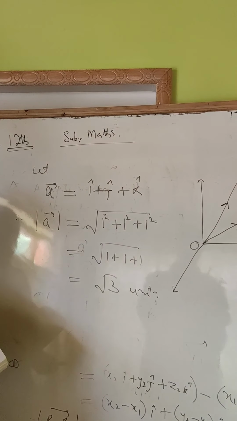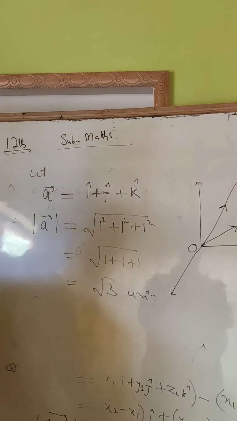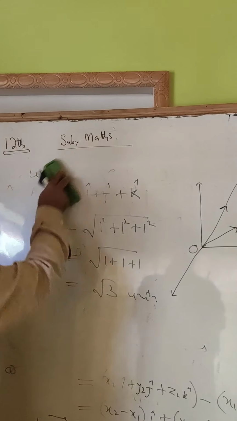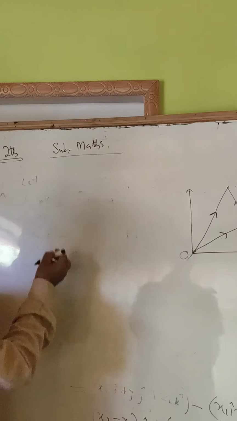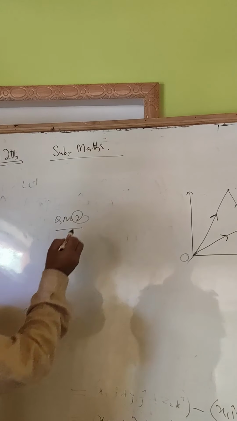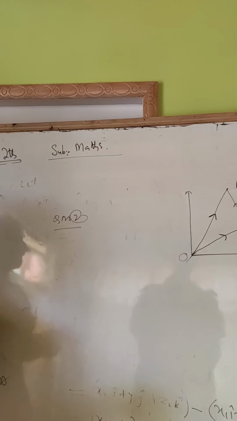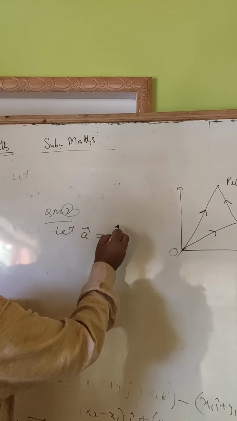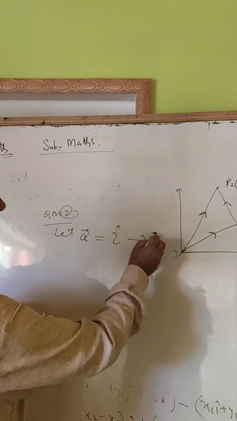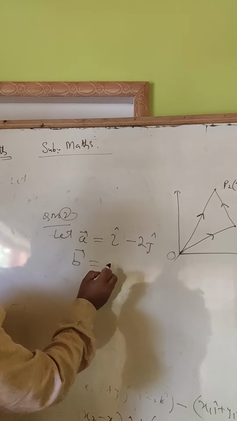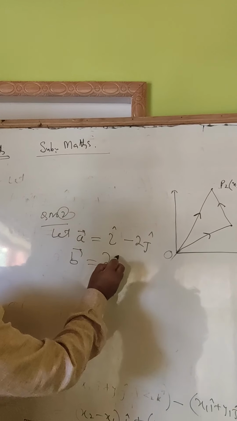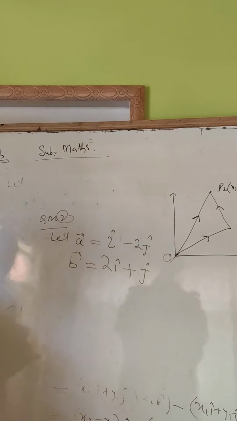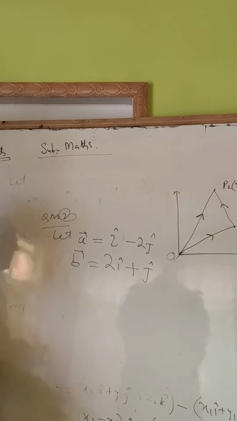Question number 2: write two different vectors having same magnitude. Two different vectors but same magnitude. Let A vector is equal to i vector minus 2j vector. B vector is equal to 2i plus j. These are two different vectors because their components are not same.